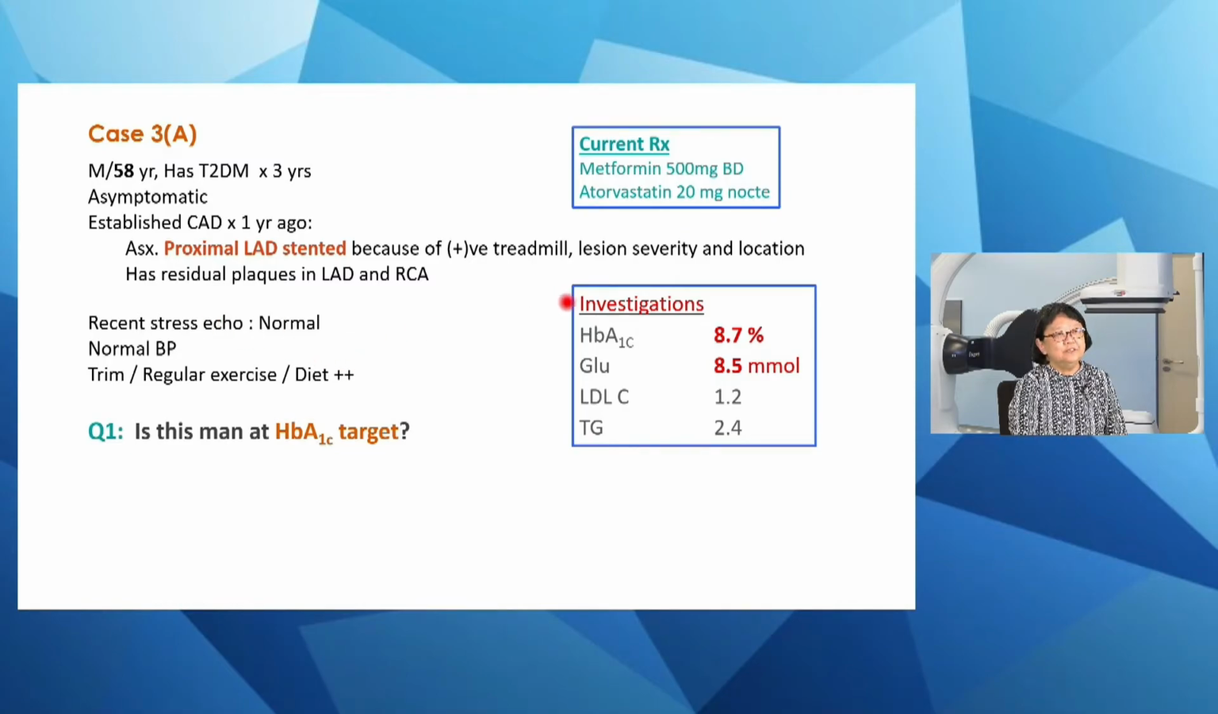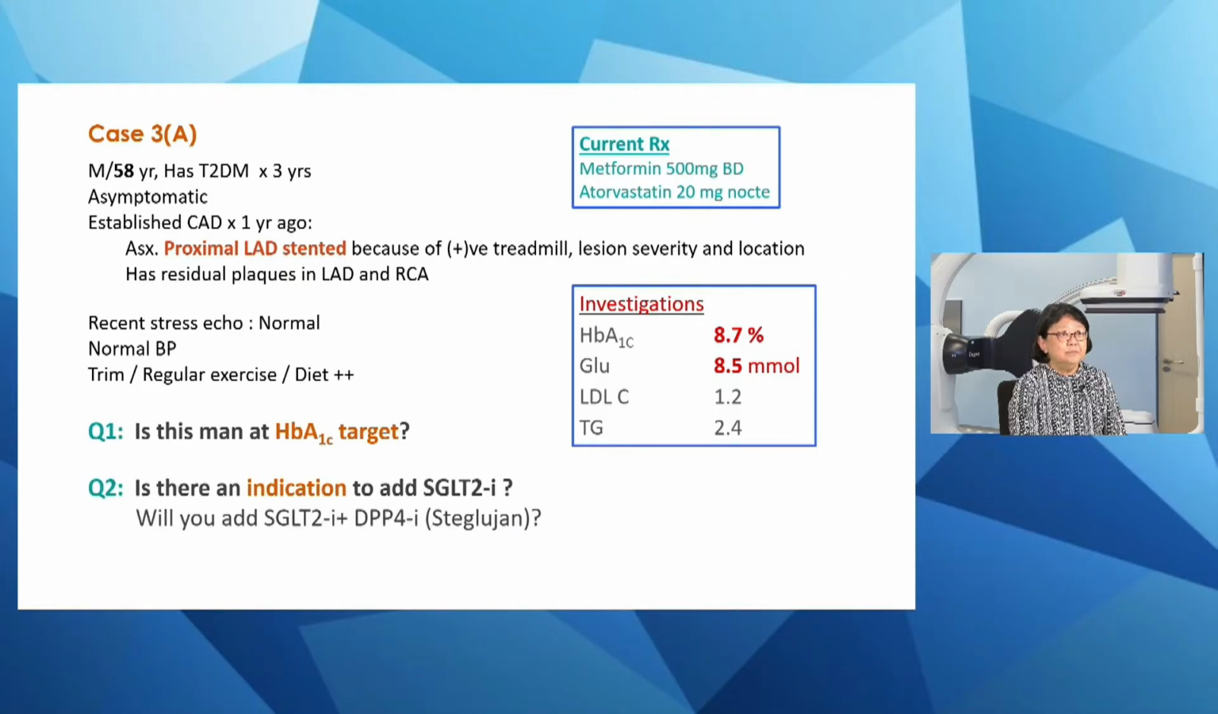But let's say his A1C looks like this. What A1C would you want for him? Let's hope you will agree that you want less than 7%. So that means he's about 1.7% above target, yeah? So what do I want to teach you here? Is there an indication for SGLT2? Definitely, because he's got cardiovascular disease. Does he have an indication to give a combo upfront? Definitely, because he's so far above target.